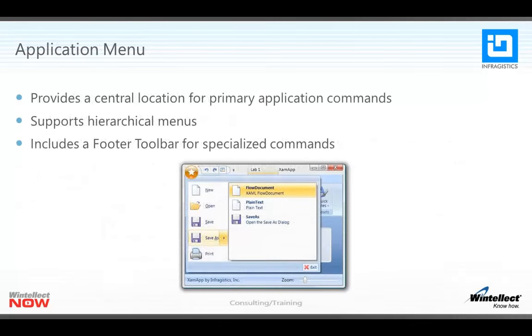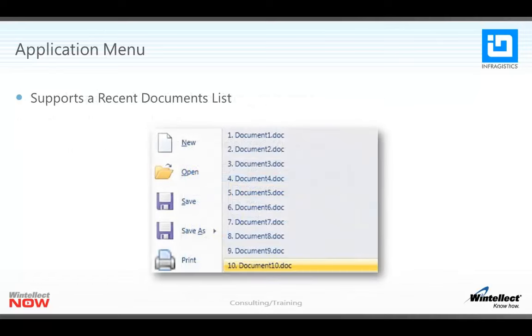The ribbon application menu provides a central location for primary application commands, supports hierarchical menus, and includes a footer toolbar for specialized commands such as options and the exit command. The application menu supports a recent documents list presenting a list of buttons ideal for launching recent documents or often used files.